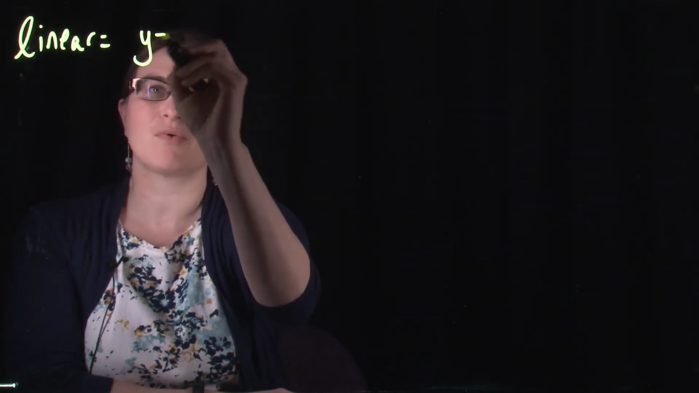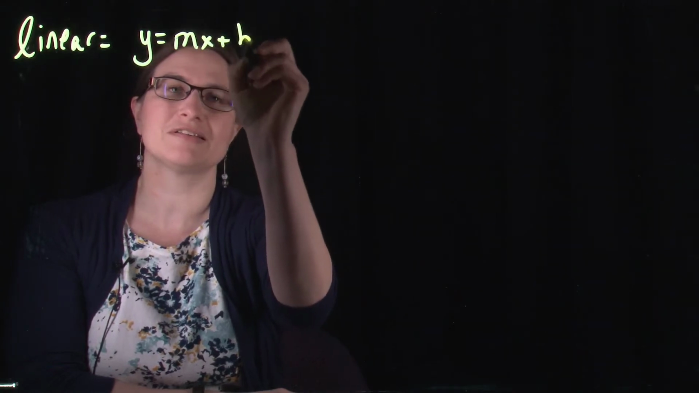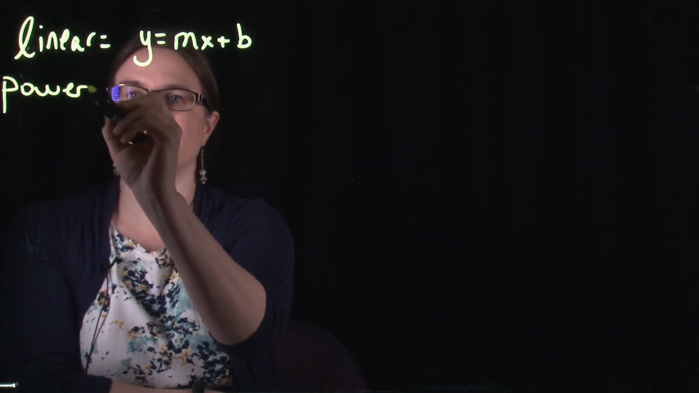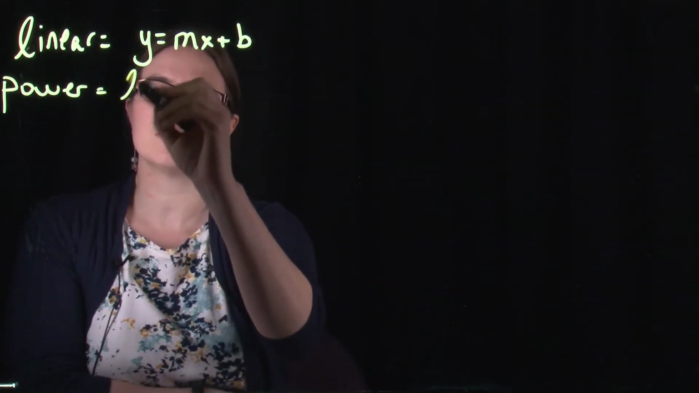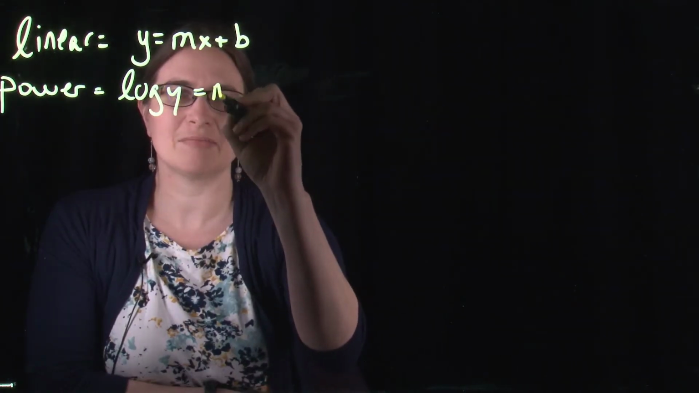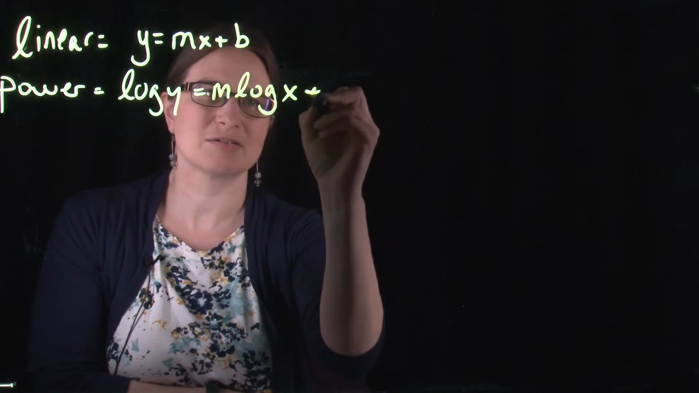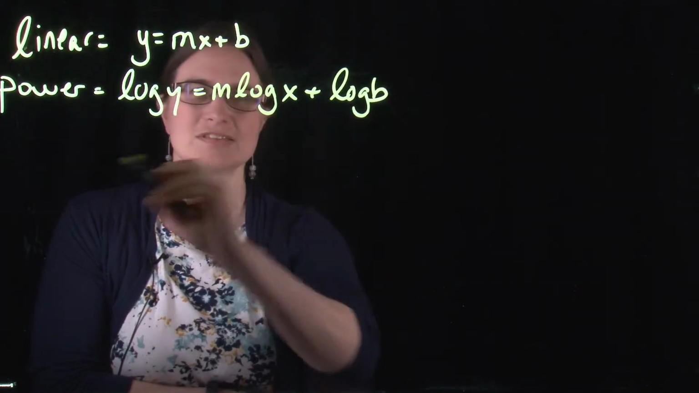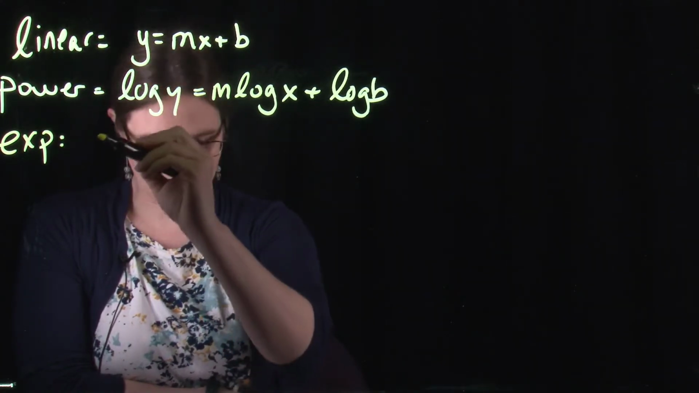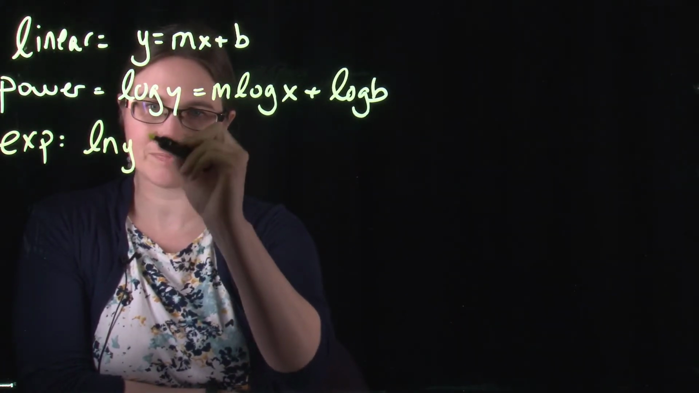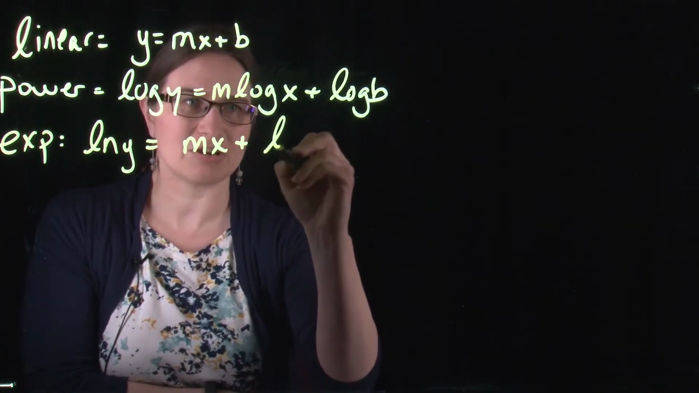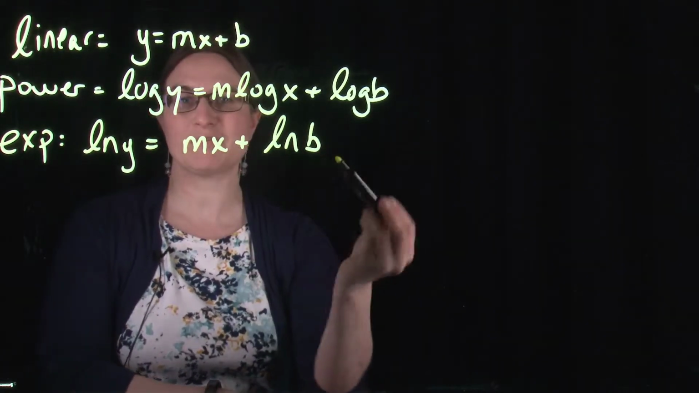just follows the format of y equals mx plus b, okay, when we put it in linear form. For a power function, we know we can derive it and change it to be log y is equal to m times log of x plus the log of b. This is the linearized form of the power. And for an exponential function, we have the natural log of y is equal to mx plus the natural log of b. Okay, so the form of these equations is very important.